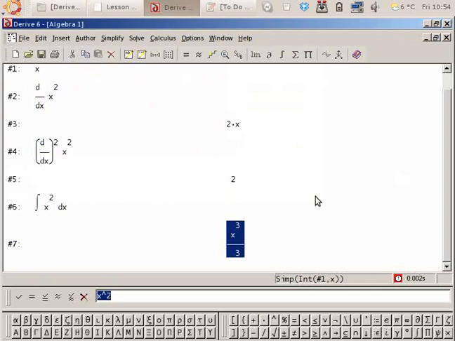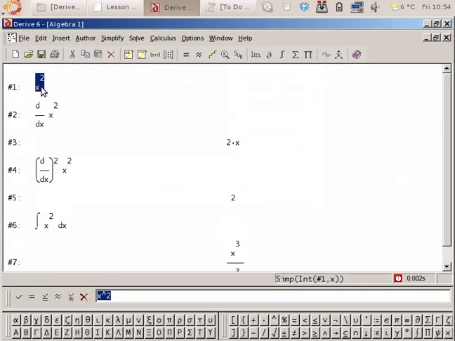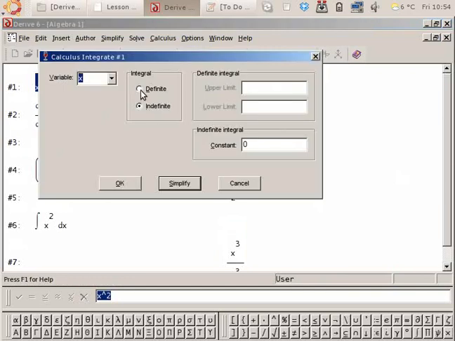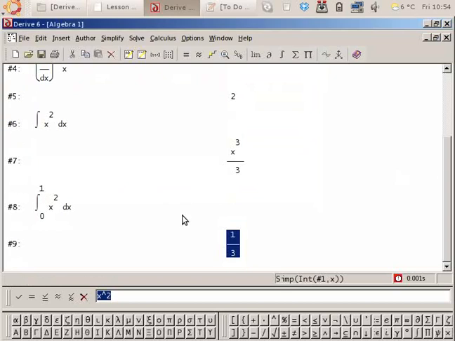And then finally now we'll do it again, but this time from 0 to 1 as our limits. So I'll click x squared again, I'll click integrate, but this time I pick definite. And my lower limit will be 0, and my upper limit will be 1, and I'll simplify, and there you can see the answer at the end, 1 over 3.